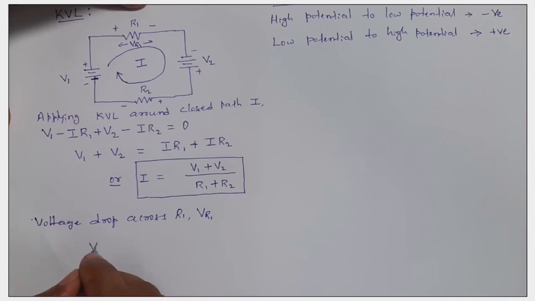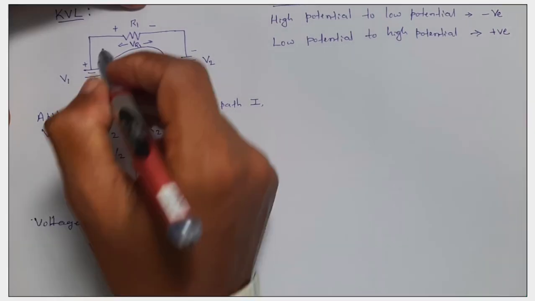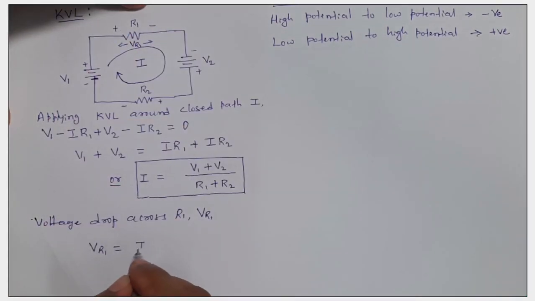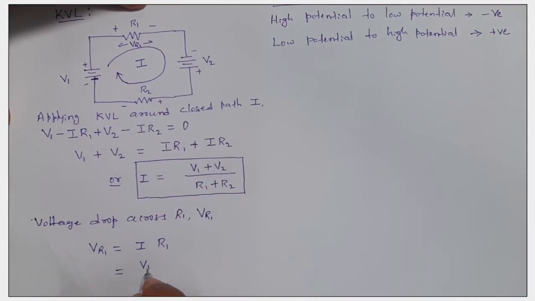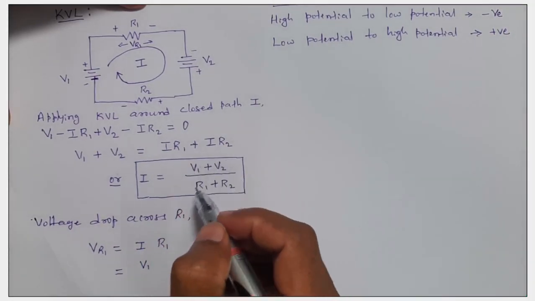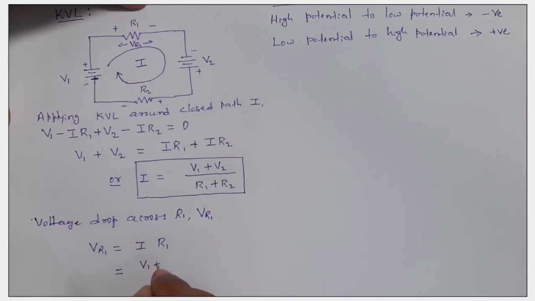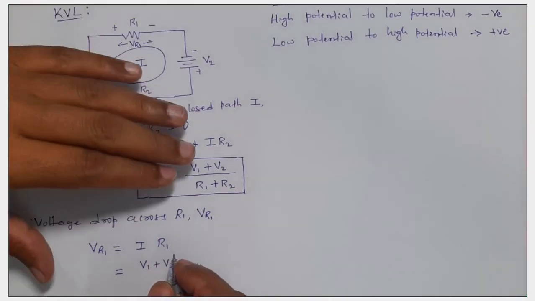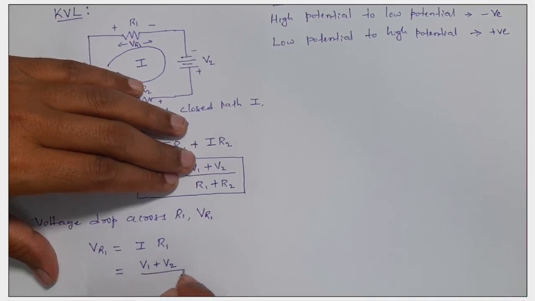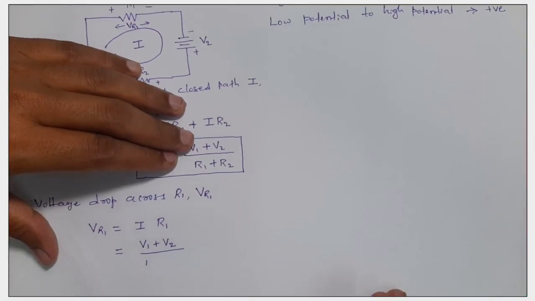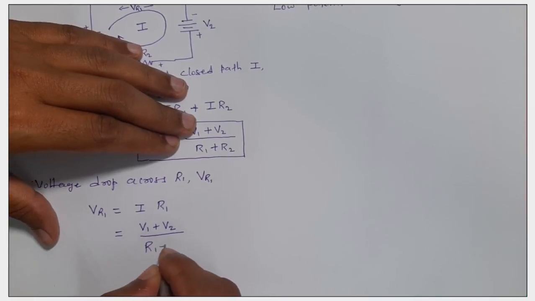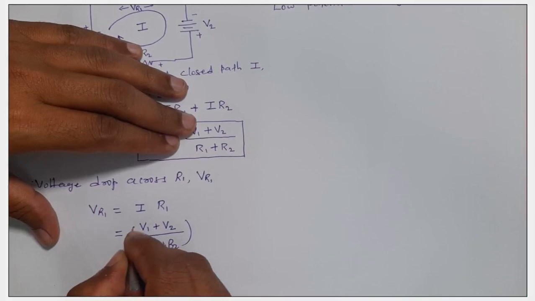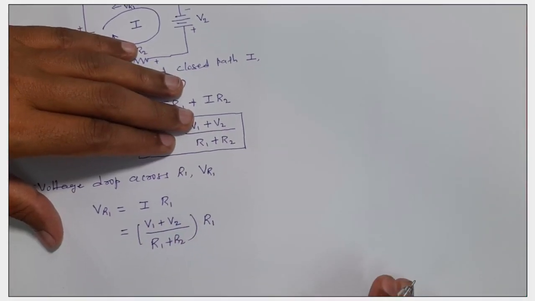So VR1 is equal to current into resistance. Current is I and resistance is R1, which is equal to, I is this value now, because I will be knowing the values of V1, V2, R1 and R2. So I is V1 plus V2 divided by R1 plus R2, into R1.